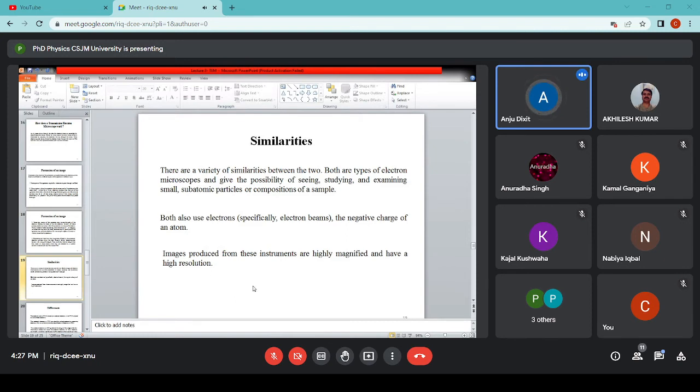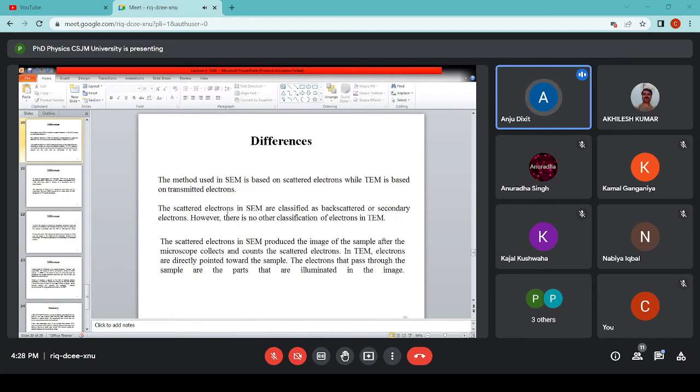As compared to optical microscope, SEM की images more magnify होती हैं, उनका resolution भी ज़्यादा होता है. और as compared to SEM, TEM का resolution और भी ज़्यादा होता है और उनका magnification और भी ज़्यादा होता है. तो अब डिफरेंसेस भी इसके डिस्कस कर रहे हैं.